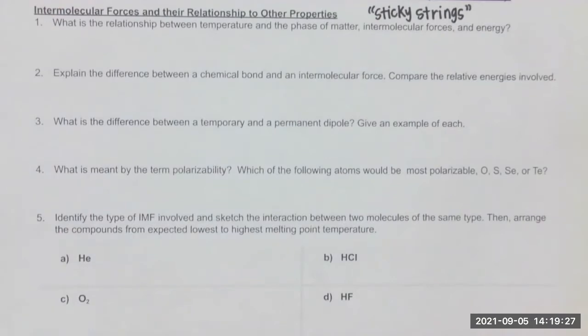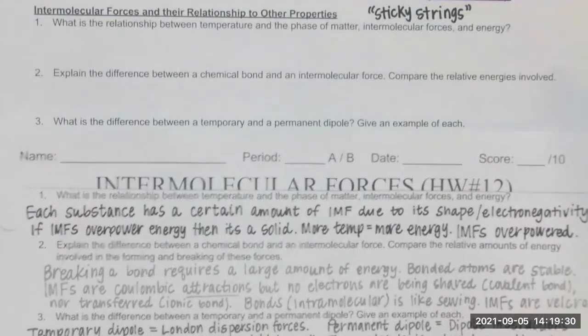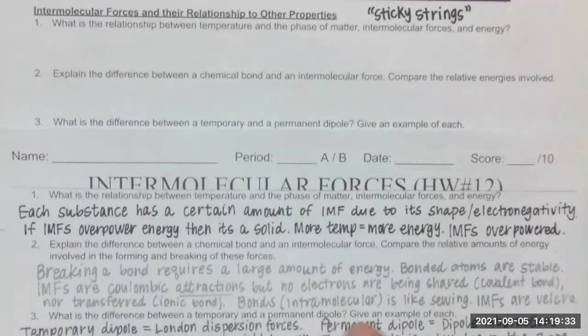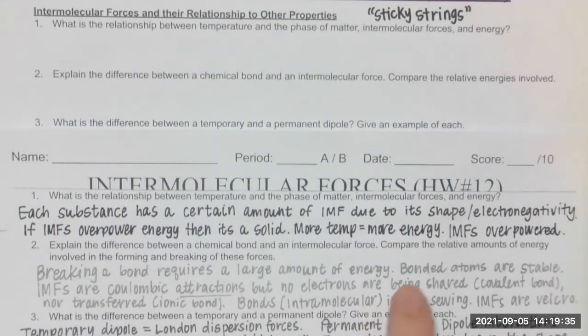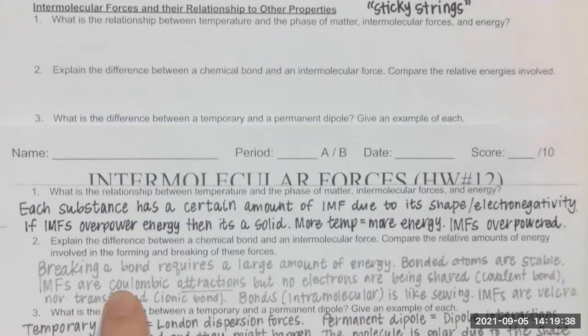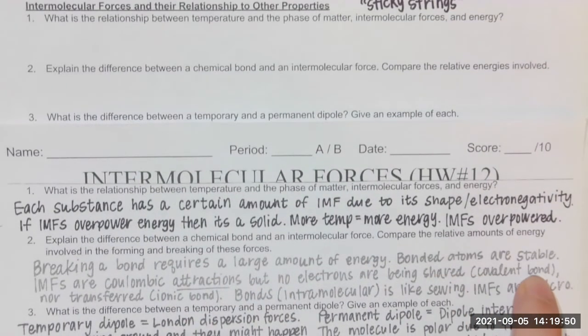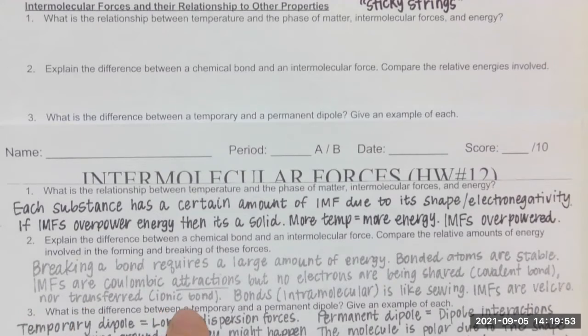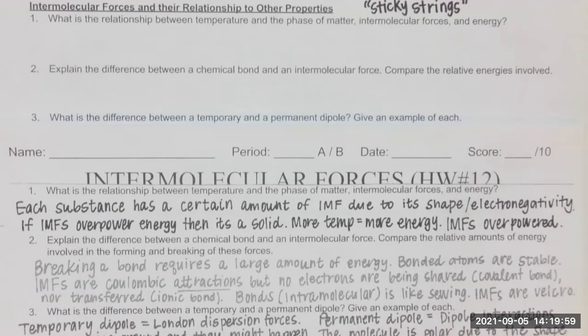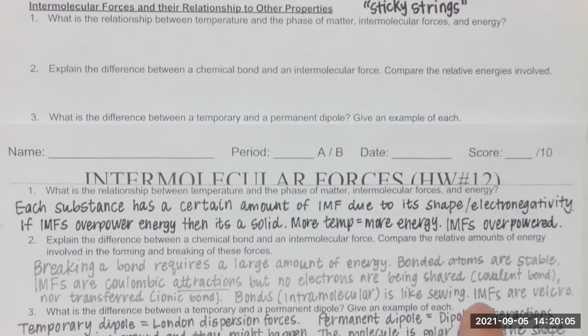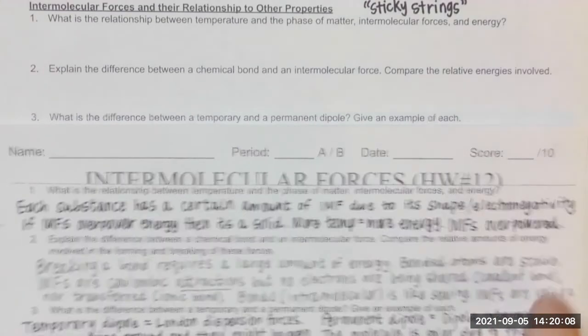I wrote it a little bit more gracefully though in my answer key. I wrote, breaking a bond requires a large amount of energy. Bonded atoms are stable. IMFs are Coulombic attractions. Coulombic just means charge. So they're attractions based on charge, but no electrons are being shared like they would be in a covalent bond, nor transferred like they would be in an ionic bond. So electrons are still present. We still have arms. It's just, are they holding hands or are we cutting off arms? Bonds are like sewing. IMFs are like Velcro. That's what I wrote.